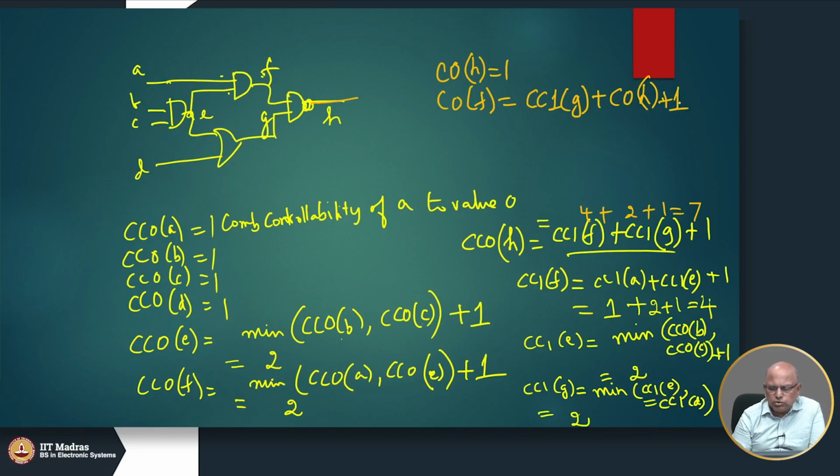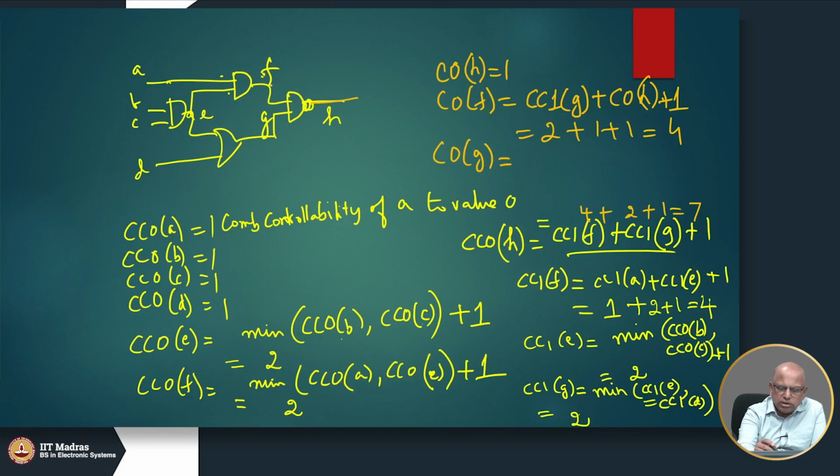That 1 is added just to say that we have gone a little deeper. Okay. Now, CC1 of G I think we calculated earlier as 2. So, this is the observability of F. In the same way we can find the observability of G. Combinational observability of G.